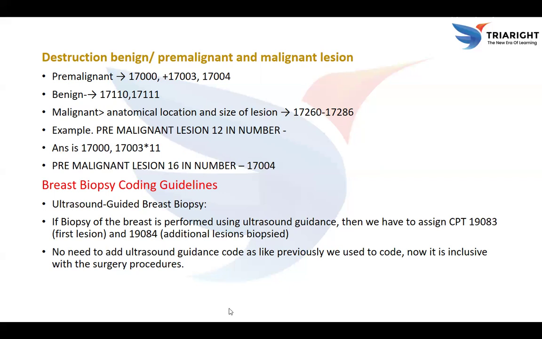So for a patient with two lesions in the same breast, biopsied using ultrasound, you would use codes 19083 and 19084. If the biopsies were in the opposite breast but used the same guidance, you would also use 19083 and 19084. This guidance helps to ensure proper medical billing for procedures performed by dermatologists as well as other physicians.